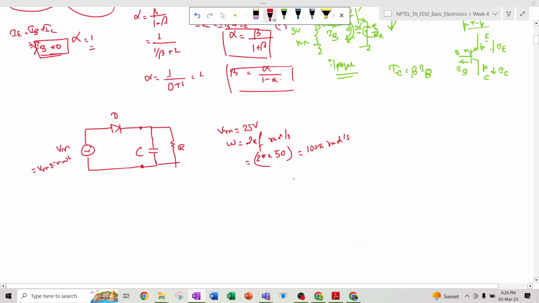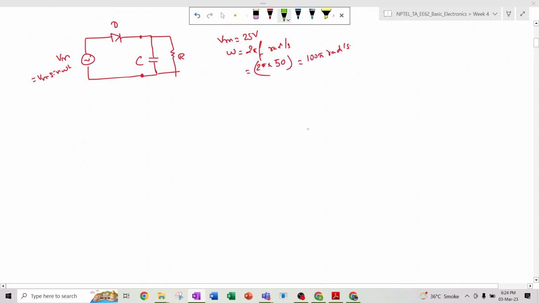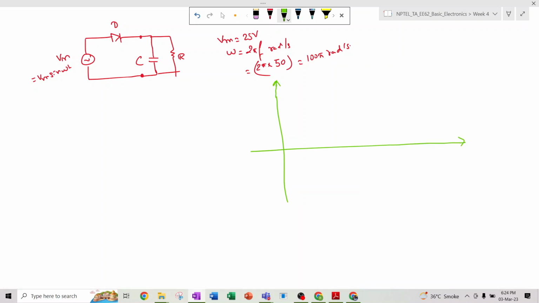Now I am drawing the input voltage. Suppose this is V in versus the time, omega t or t.